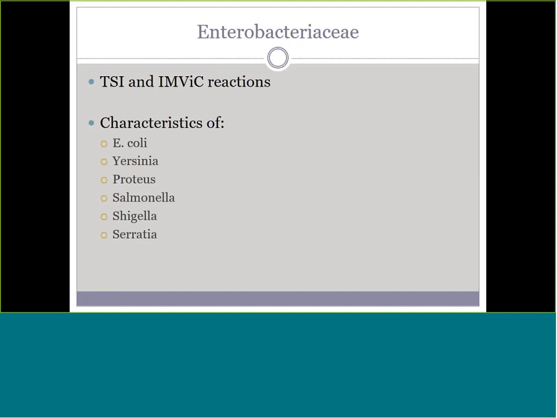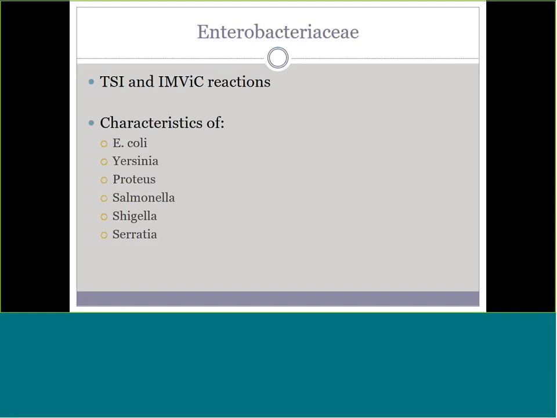And in fact, overall, its IMVIC reaction is ++, neg-neg. So it's positive for both indole and methyl red, negative for Voges-Proskauer and citrate. TSI reactions, it can have a couple different ones. A over A, I think it can even have K over A. So just look up the TSI reactions there as well. So that's just general.